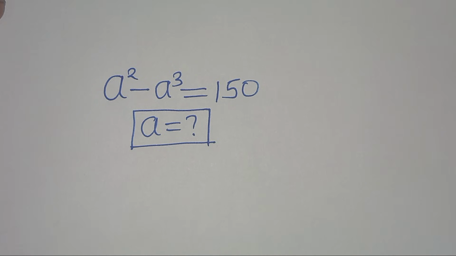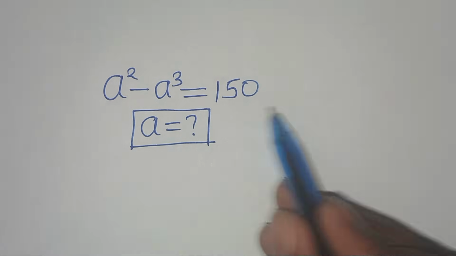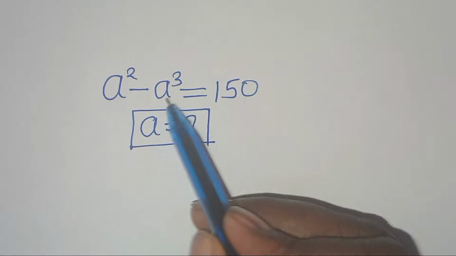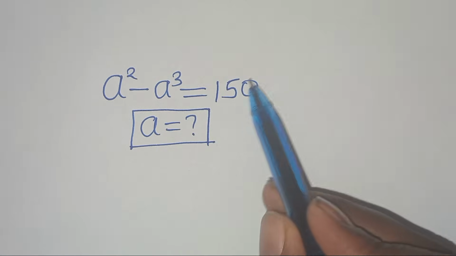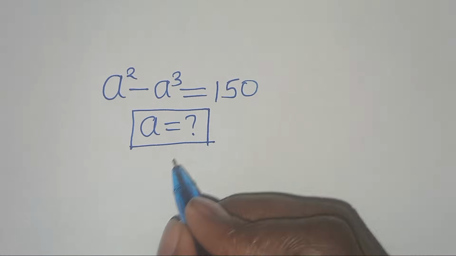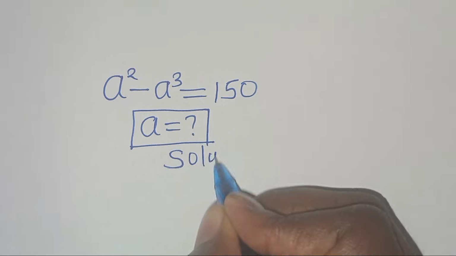Hello everyone, you're welcome to solve this nice algebra problem: a squared minus a to the power of 3 is equal to 150. So what is the value of a? Now let's provide a solution from here.